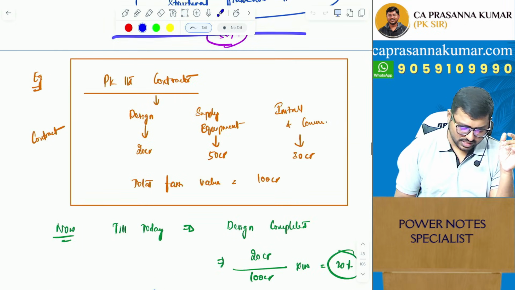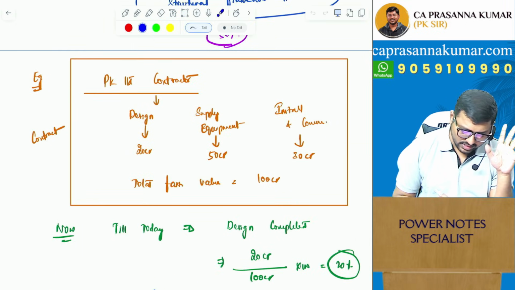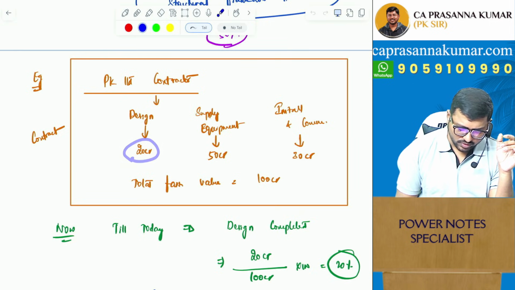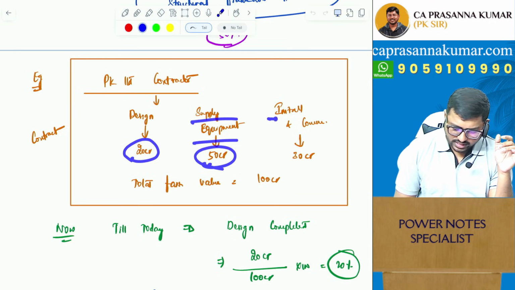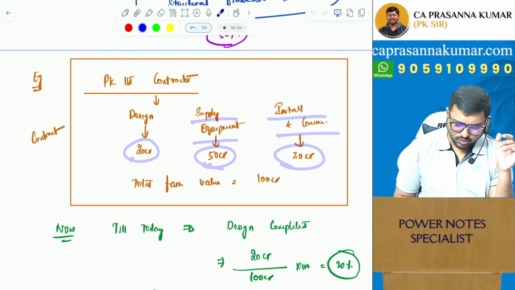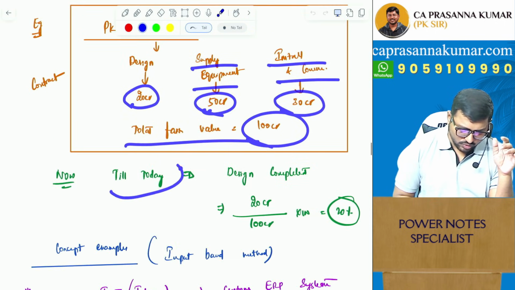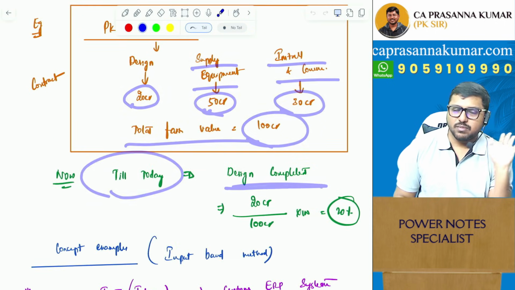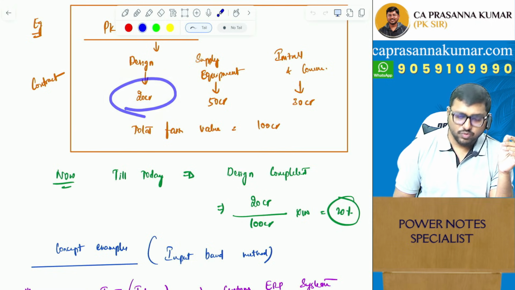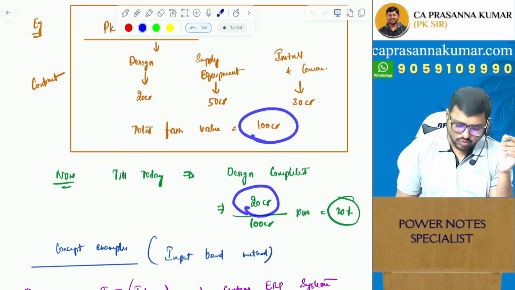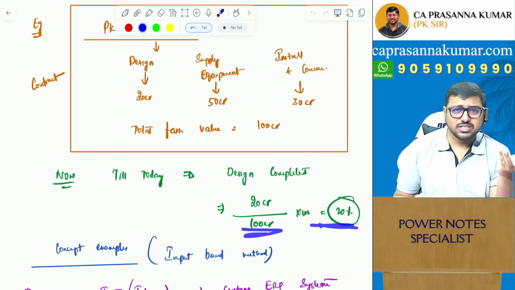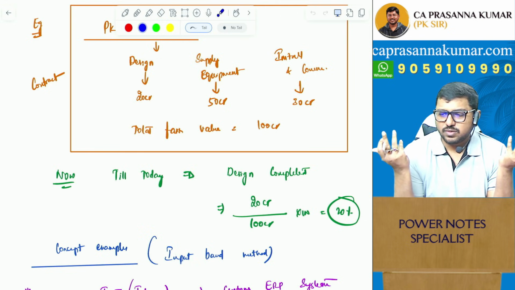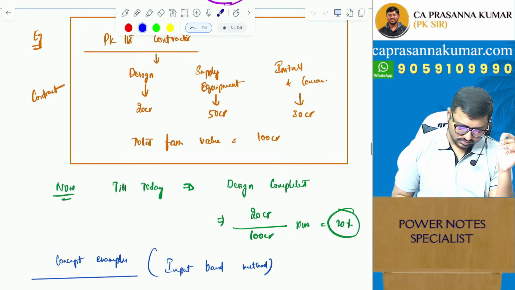Okay, one more example. PK Limited is a contractor. In the contract, it is like this. Design, if it is done, I'll pay you 20 crore. Supply equipment, 50 crore. Installation and commissioning, 30 crore. Total fair value is 100 crore. Till today, if you see, design part is only completed. What is the fair value of that? 20 crore. So 20 crore divided by what is the total fair value of the work? 100 crore. 20% is the measurement of progress of work. That's all. Simple. Is that clear?